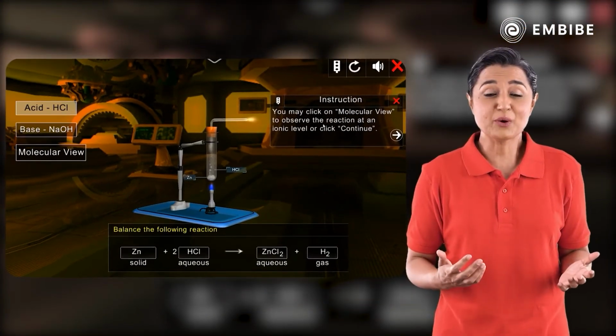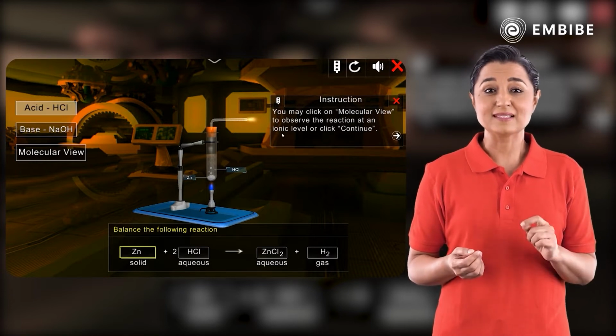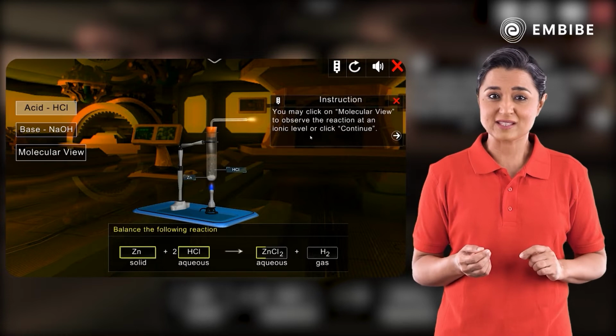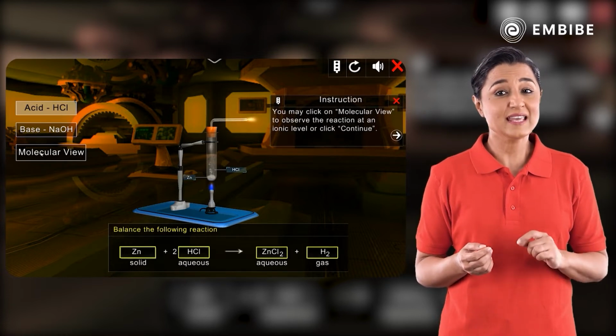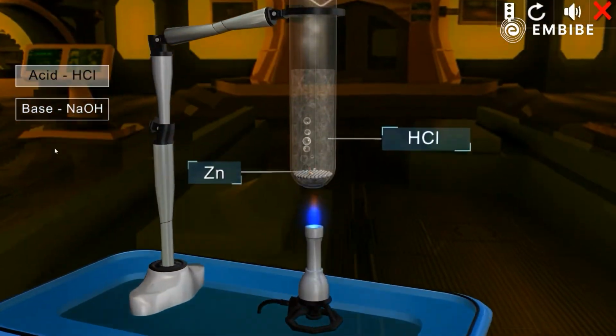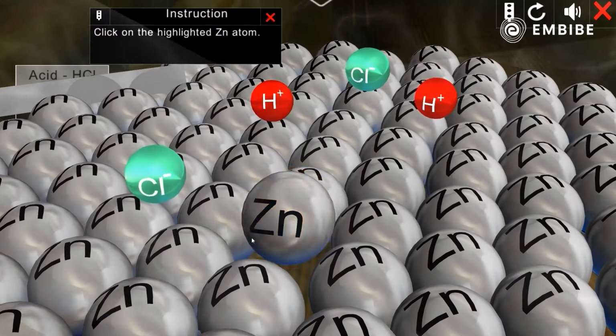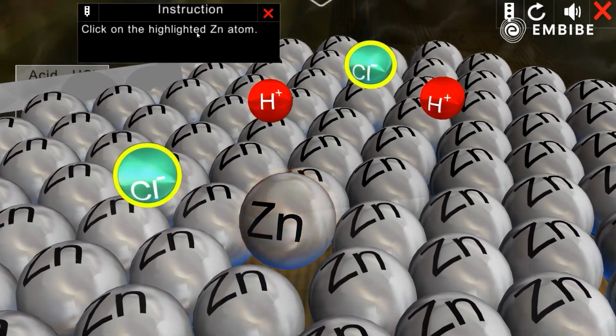A balanced equation of this reaction can be written as Zn plus 2HCl gives ZnCl2 plus H2. Let us observe the reaction closely. You can observe a lattice of zinc atoms and hydrogen ions as well as chloride ions in the solution.